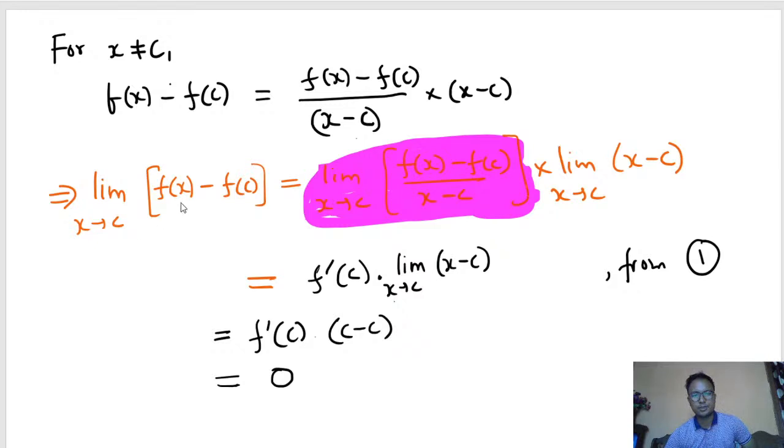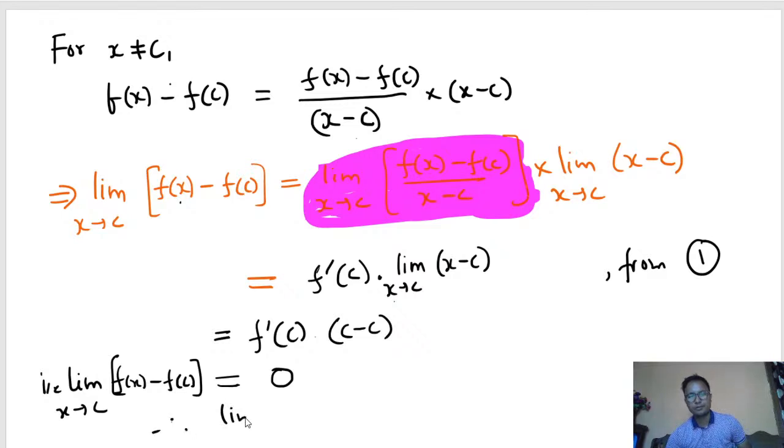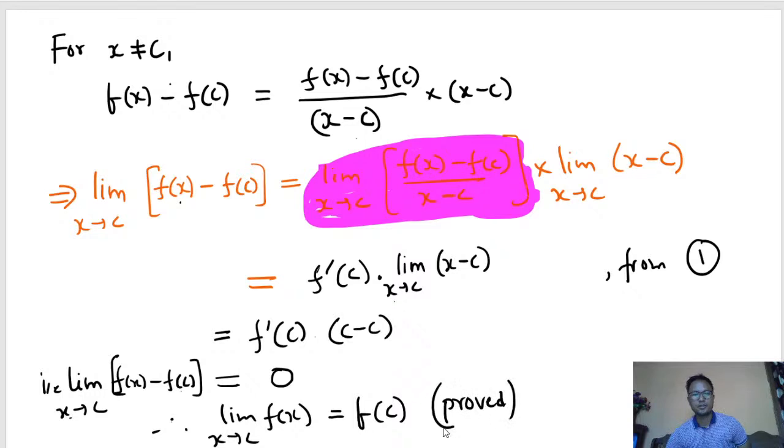So the limit as x tends to c of f(x) minus f(c) is zero. Therefore the limit of f(x) as x tends to c is f(c), since f(c) is a constant. This theorem has been asked repeatedly in exams.